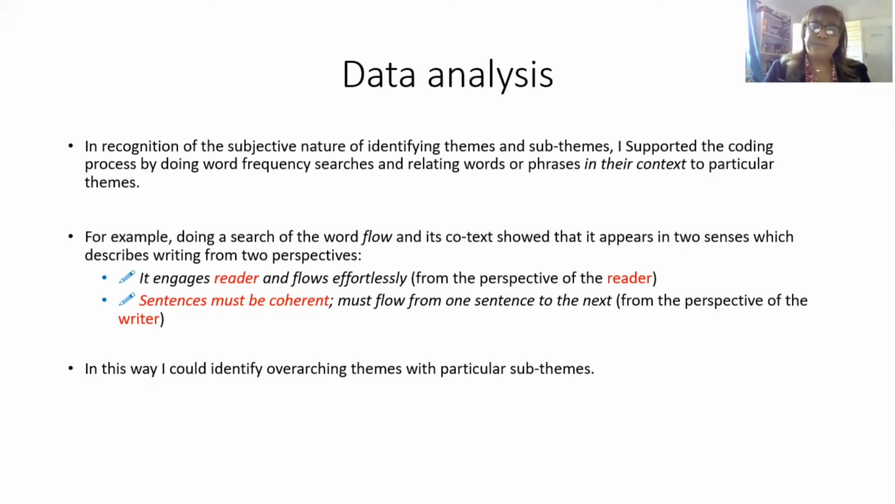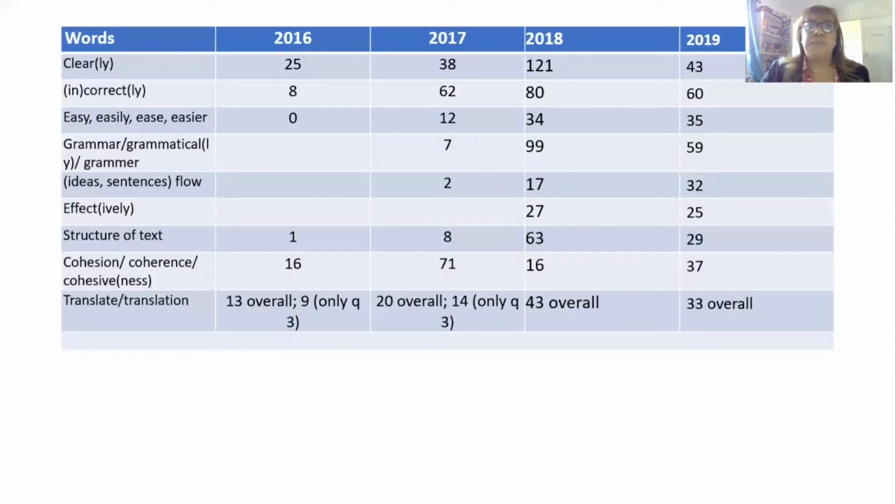students. So the one student wrote, it engages the reader and flows effortlessly, from the perspective of the reader, that I put in brackets. And then another student wrote, sentences must be coherent, must flow from one sentence to the next, and this I would regard as perspective from the writer. So in this way, I could identify overarching themes with particular sub-themes.